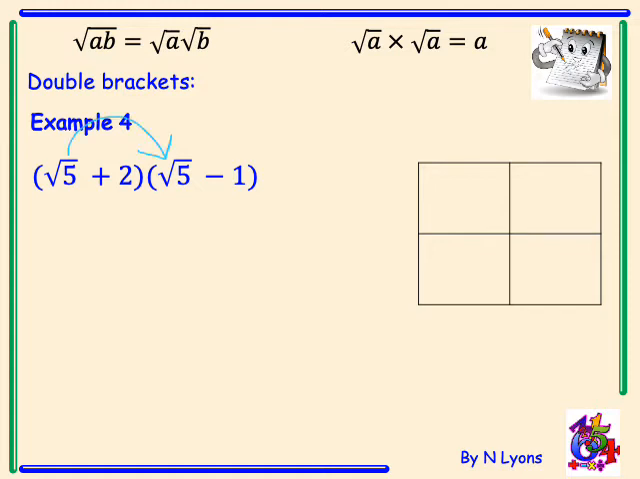Root 5 multiplied by our back bracket, so root 5 multiplied by root 5. And then we have to multiply our root 5 with our minus 1 to give us minus root 5.